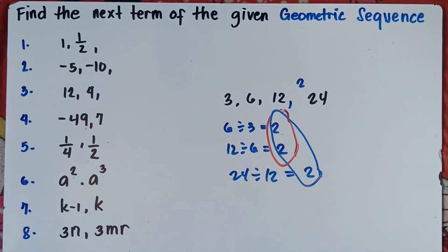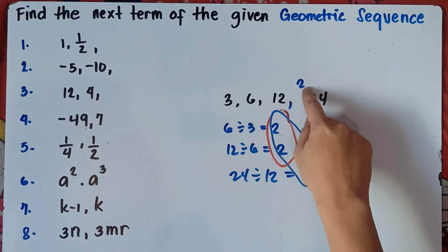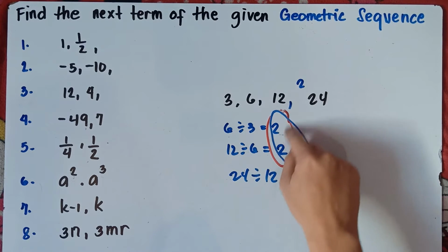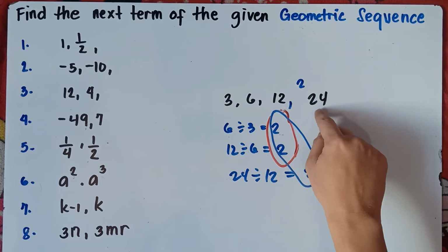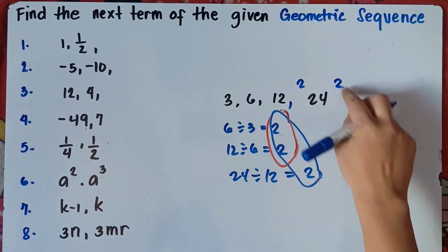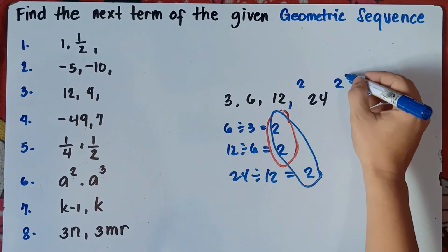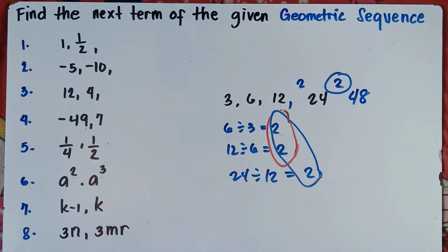So once again, to get the next number after the third term, you simply multiply it by the common ratio. 12 times 2 is 24. To get the next number after 24, you multiply it by 2. 24 times 2 would be 48, because if you divide 48 by 24, you will get the common ratio, which is 2. So you can do it in reverse.